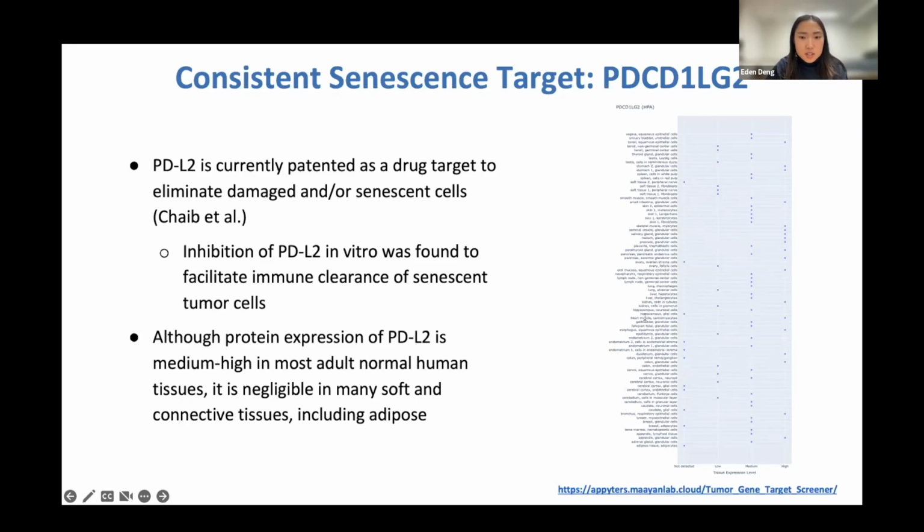And then lastly, as you can see from the proteomics data shown here, protein expression of PDL2 is actually elevated in many normal tissues, with the exception of connective and soft tissues. So although it probably wouldn't be a safe universal target for removal of senescent cells, it could still be considered as a candidate for targeted removal of senescent cells in adipose tissue or some other soft tissues.